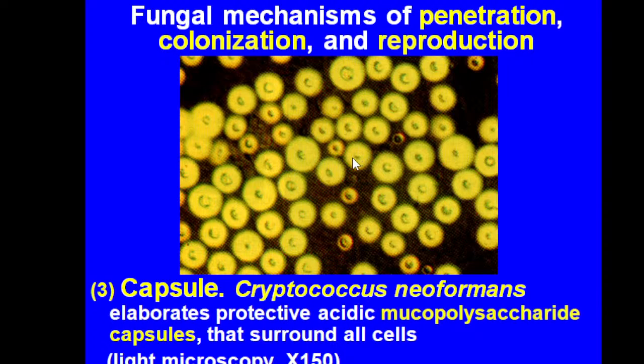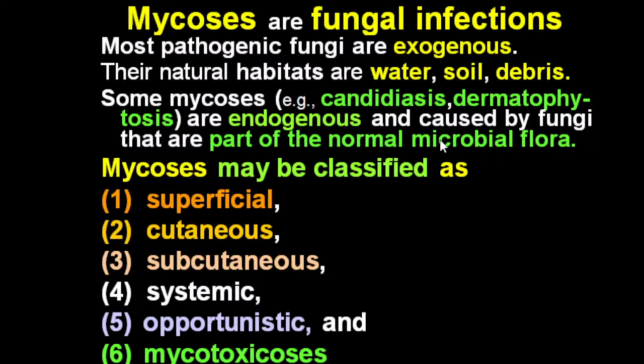This is the same as what you've heard about some bacterial capsules in the lecture on infection and the infectious process. So Cryptococcus neoformans elaborates a protective acidic mucopolysaccharide capsule that surrounds the cell and prevents its elimination by macrophages. Now, as I said in the beginning, we are supposed to categorize the diseases caused by fungi into several categories. But truly, they may be categorized in many ways.